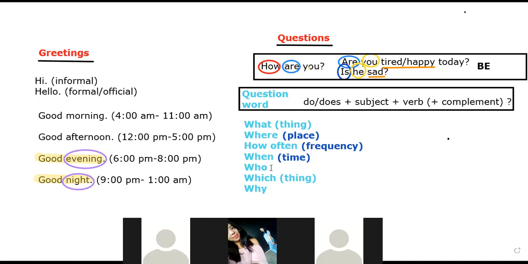Okay, next we have who. When do we use who? We use who to talk about people. People are a person, okay? So, for example, who is your teacher? My teacher is Jessica Guerrero. Who is your best friend? My best friend is Juan, or my best friend is Juana. Okay.